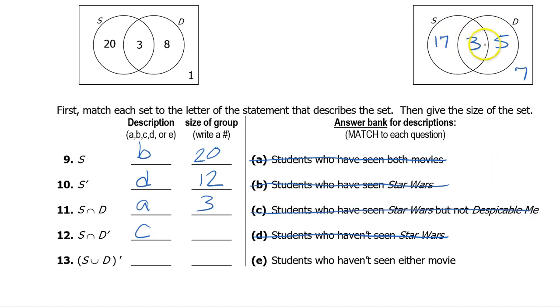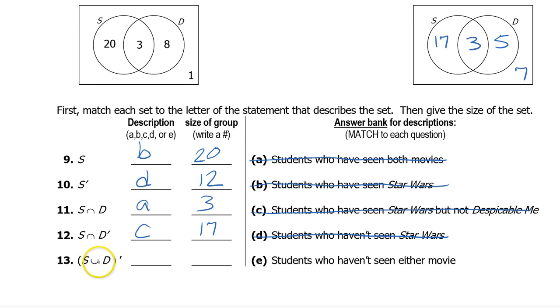So there are 20 students who have seen Star Wars. 3 of those have seen Despicable Me. 17 have not seen Despicable Me. So that's going to be the 17 students who have seen Star Wars but not Despicable Me.